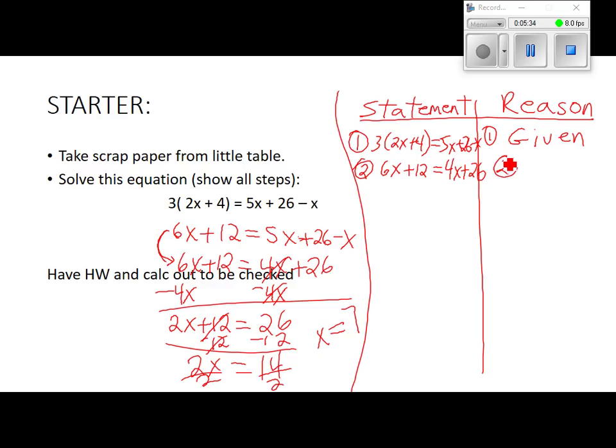Now, here's where everybody starts to have trouble. You got to give a reason for why you did that. You know it in your head because you knew what to do. You just don't know how to write it out on paper. So you got to be able to explain yourself on the paper. How did I go from number 1 here to number 2? What mathematical rule or property or whatever did I use? Distributive property, and that's what I write right here. Distributive, I'm going to abbreviate, property.